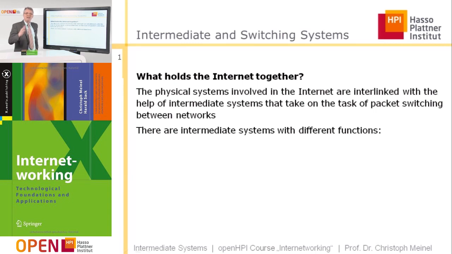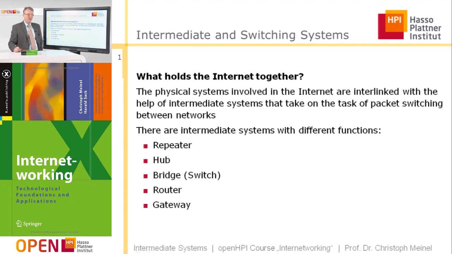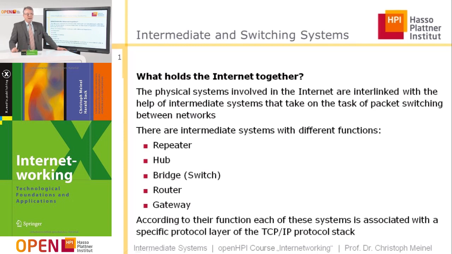But if we have a closer look at the intermediate systems, then we will see that there are intermediate systems with very different functions. So we have repeaters, we have hubs, we know bridges, switches, we know routers, we know gateways. All are intermediate systems with different functionality. According to their functions, we can associate these different systems to different layers in the protocol stack. And this we'll look at in the next slides.